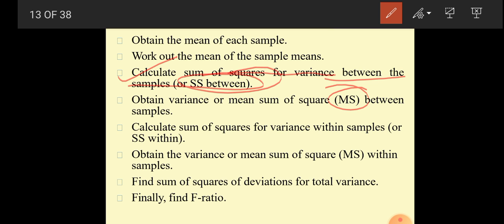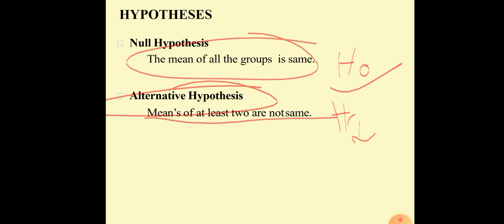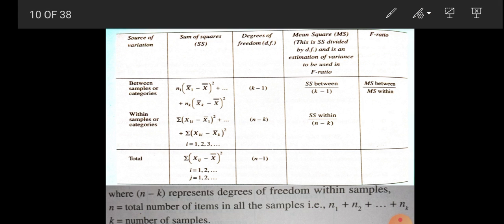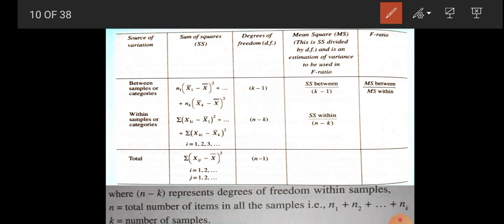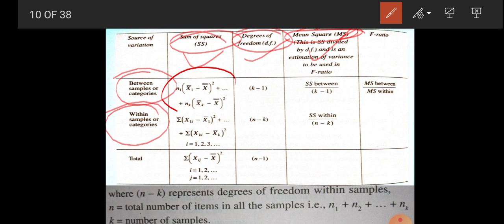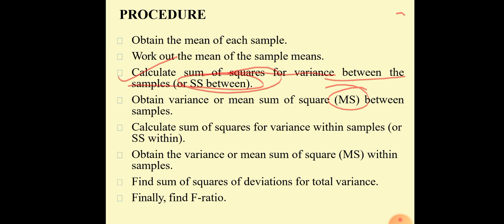I have already explained in that chart that we have to find the mean square, that is MS. We have to find the degrees of freedom, df, and the sum of squares, SS. All three things we have to find for between samples and within samples. And the formula is n1 times (x1 bar minus x double bar). I will explain this in the numerical problem which is ahead.